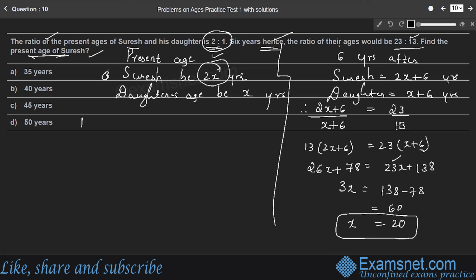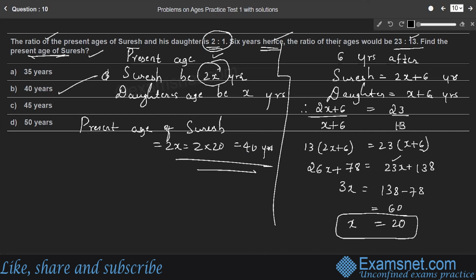Therefore, Suresh's present age is 2x years, right? 2x is nothing but 2 into 20, which is 40 years. Hence, option B is the right answer.